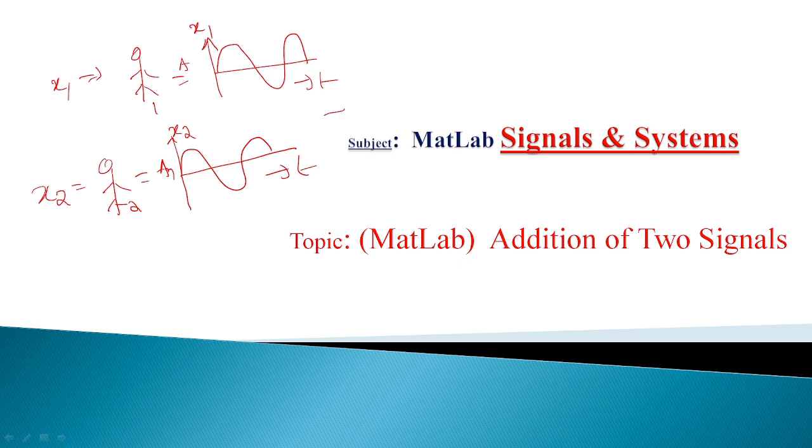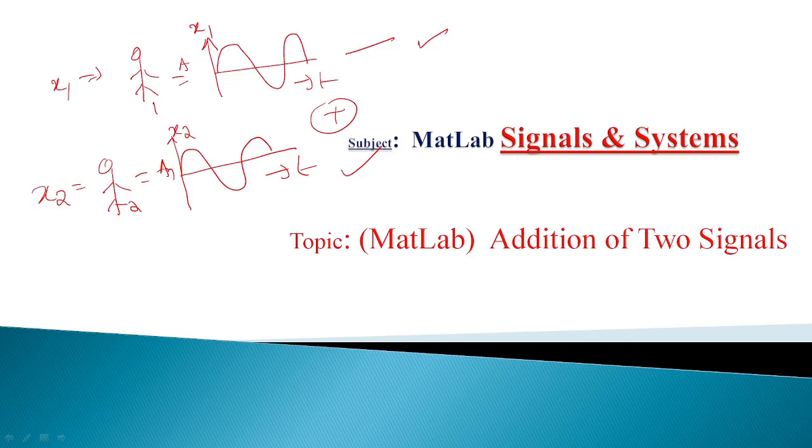So I need to add these signals using MATLAB. First, what we need to do? First, generate the two signals. This is signal 1 and signal 2. Then add the two signals. That's it in MATLAB, and it is very easy. Just open the MATLAB, write the code and run it. We will get the output easily.